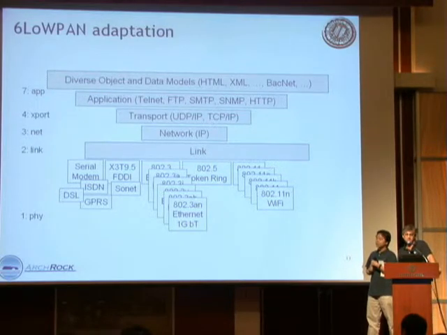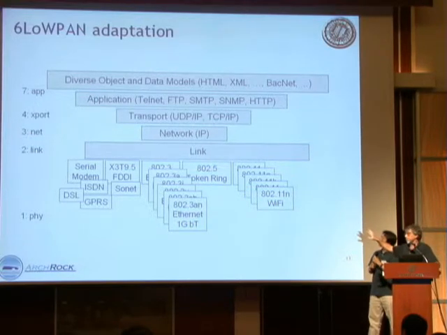This is a picture of the layered IP architecture. Many, many different links under a common IP, the narrow waist. Many, many different applications on top.